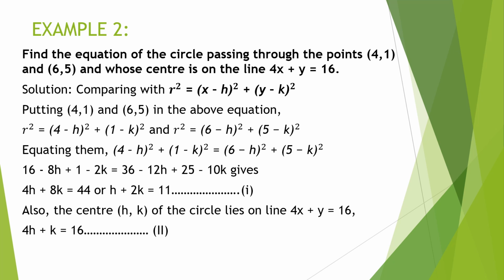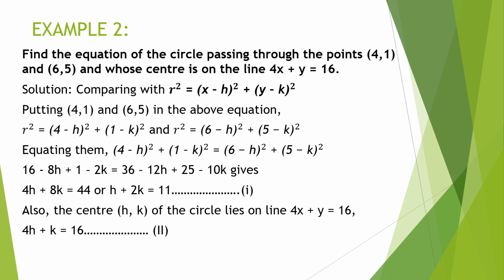Example 2. Find the equation of the circle passing through the points (4, 1) and (6, 5) and whose center is on the line 4x plus y is equal to 16. Again, comparing with the standard equation of a circle, r square is equal to (x minus h) whole square plus (y minus k) whole square, we put the points (4, 1) and (6, 5) in the above equation because these points are on the circle. X is 4, then y is 1. Similarly, when x is 6, y is 5. So we get both equations equal to r square, and we equate both the equations.